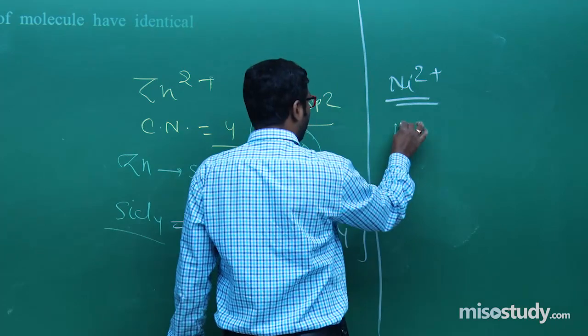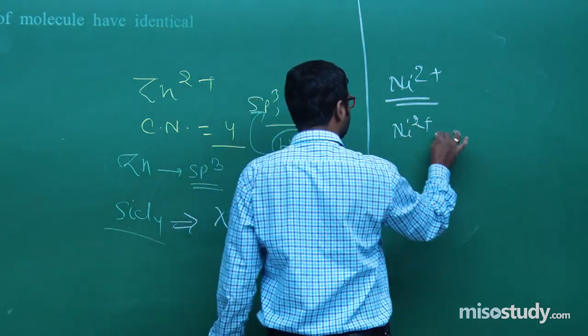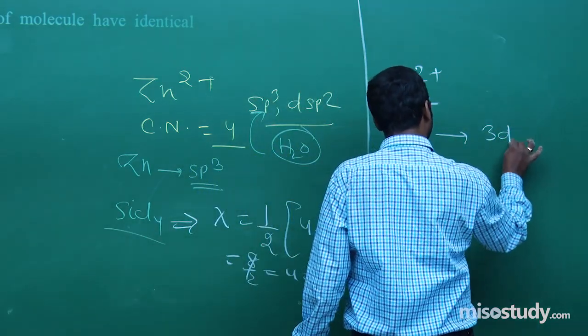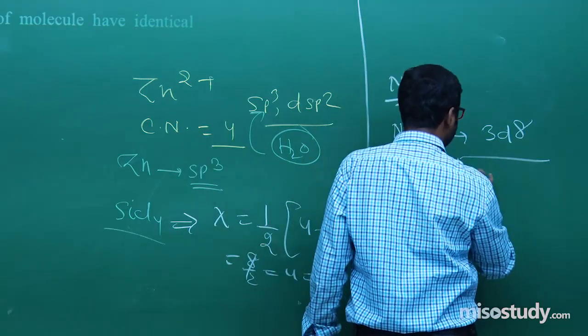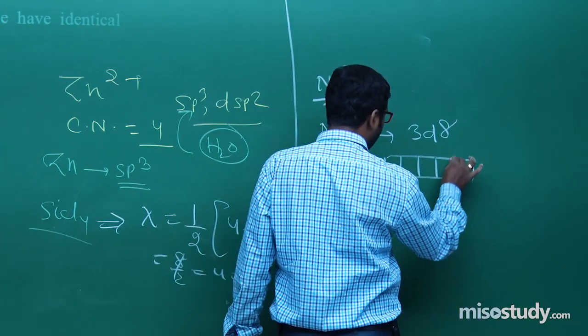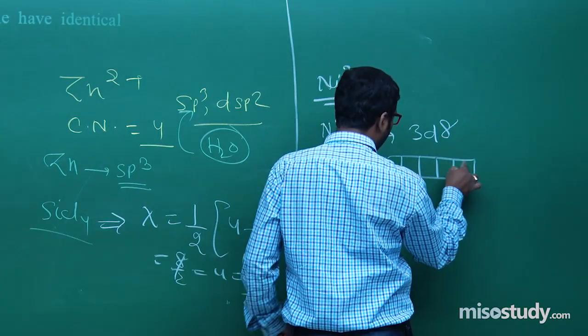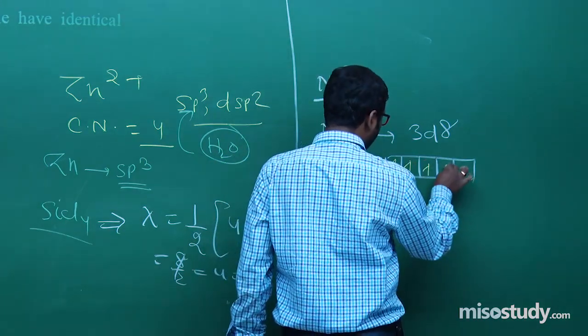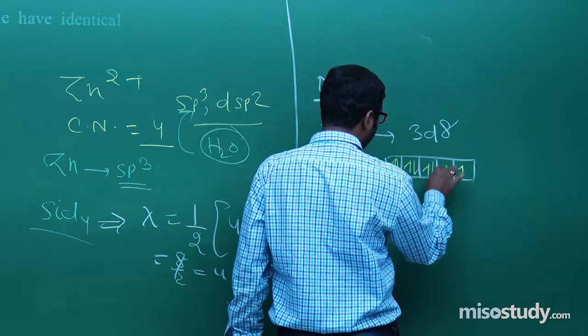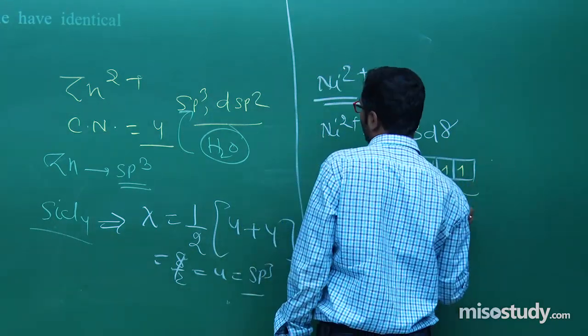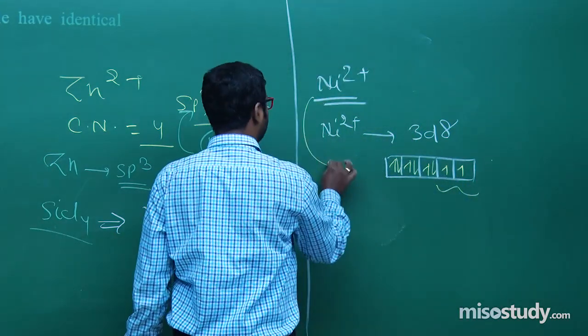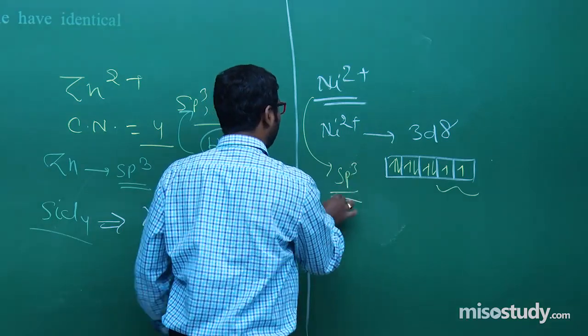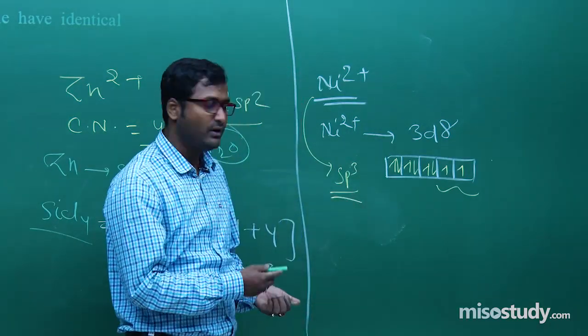If I talk about the first option, Ni is in +2 oxidation state. Am I right? Ni is in +2 oxidation state, so it can be represented like this: 3d8. Check it out. 1 2 3 4, 1 2 3 4 5. Clear? Put here 1 2 3 4 5 6 7 8. Okay, now for [NiCl4]2- there is also sp3 hybridization, because Cl is a weak field ligand.